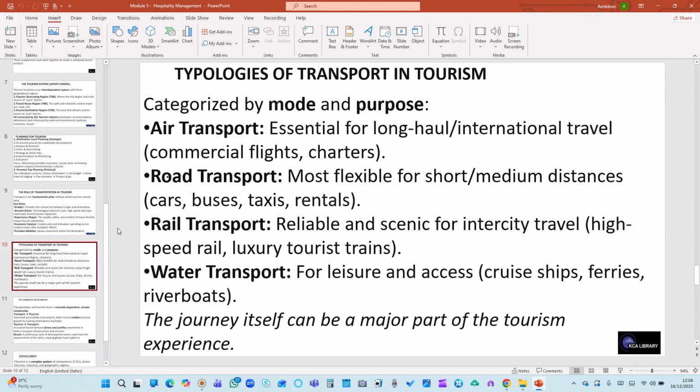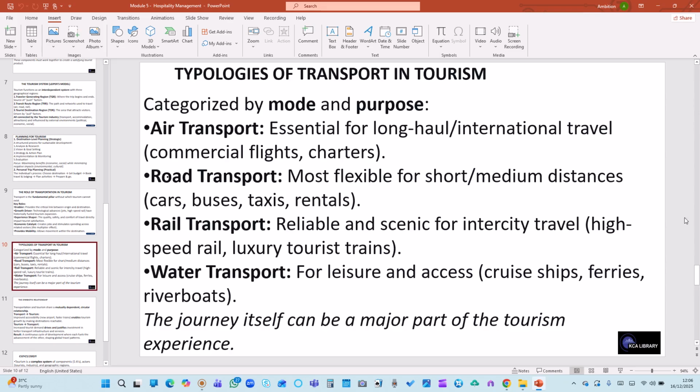Now let us look at typologies of transportation in tourism, as categorized by the mode and the purpose. Now we have air transport, essential for long haul international travel. So air transport is mostly used for international tourism, such as commercial flights and charters. Then we have road transportation, mostly flexible for short and medium distances. It is mostly used in domestic tourism.